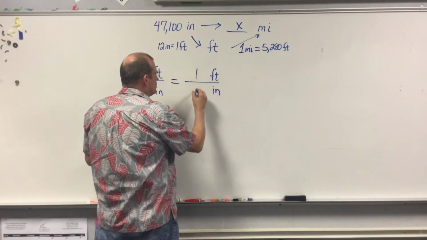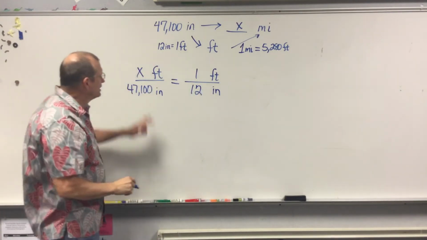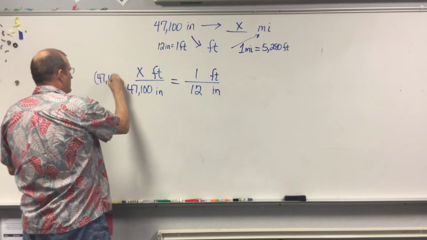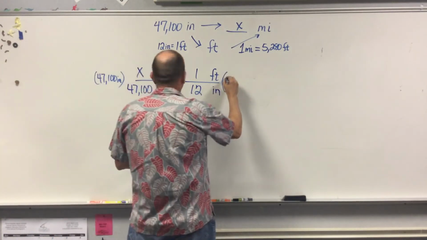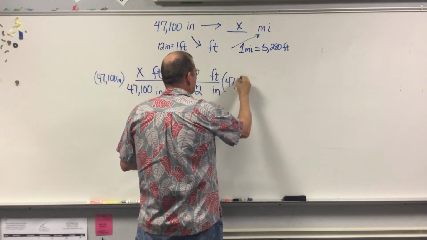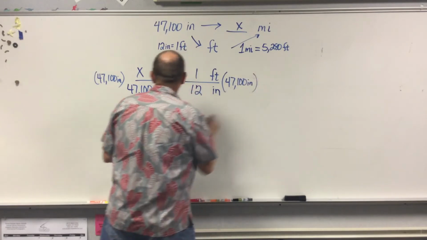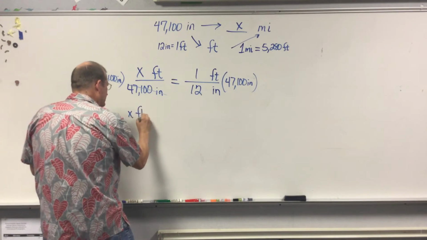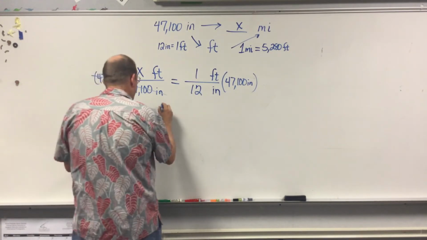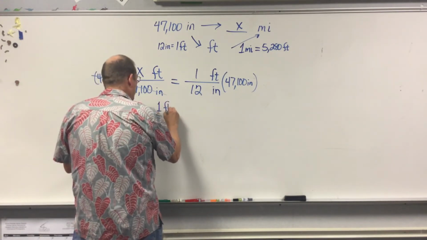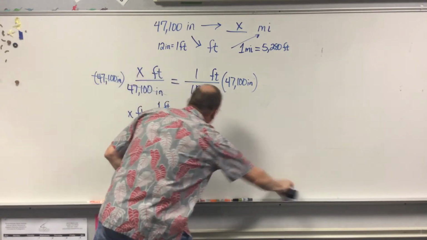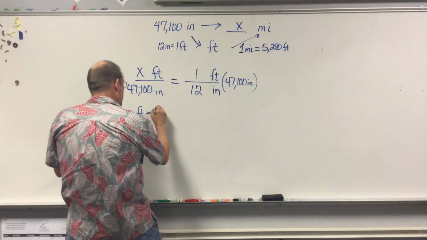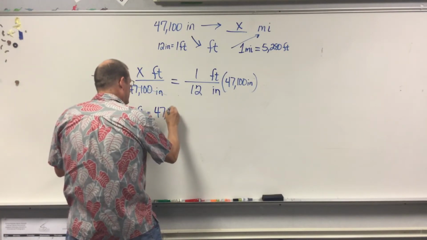So we said 1 foot is 12 inches. So in order to solve this, we multiply both sides by the 47,100 inches. These cancel, and we get x feet equals 1 foot. Actually, I'm going to try and put this together the way I did on the last example.